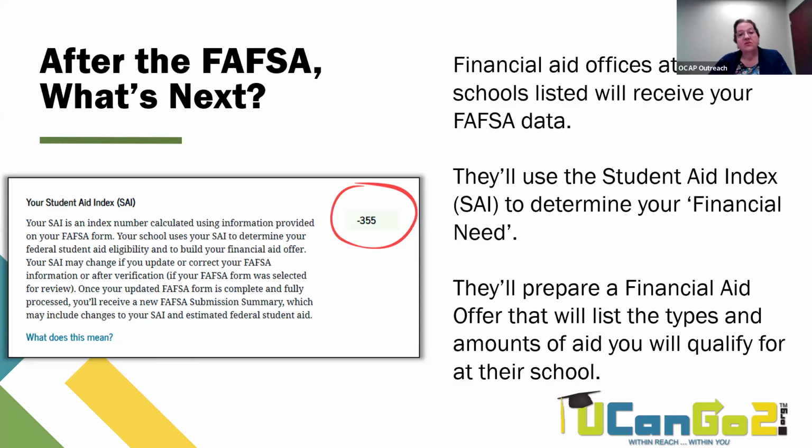This student has a minus 355 EFC, excuse me, SAI, did it again. It basically tells the financial aid office that they and their family had very low income. And so anybody with an SAI of 0 or below, a negative number, is going to qualify for the full Pell Grant and probably most other types of need-based aid.